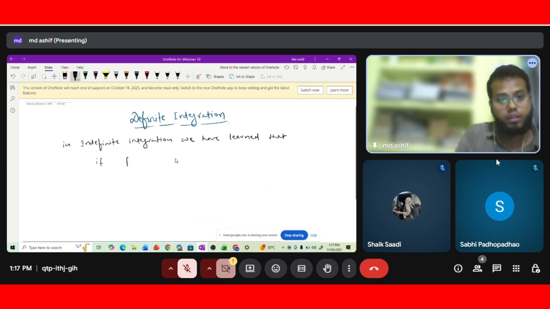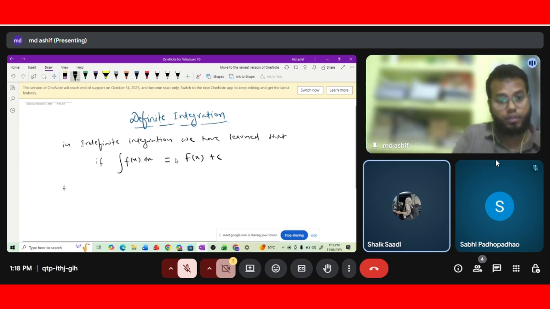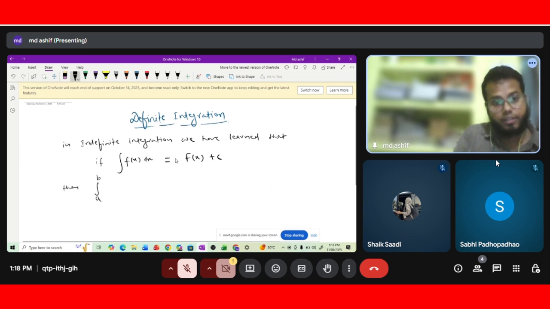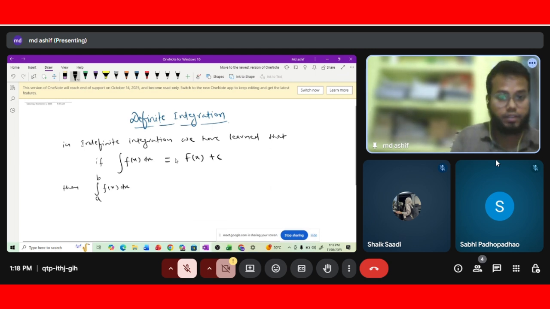if we integrate this function f of x dx, then we will get a function F of x plus a constant c, right? Yes. Then in definite integration, we will put some limits. Integration of f of x with respect to x from the limit a to b, where a is the lower limit and b is the upper limit, right?